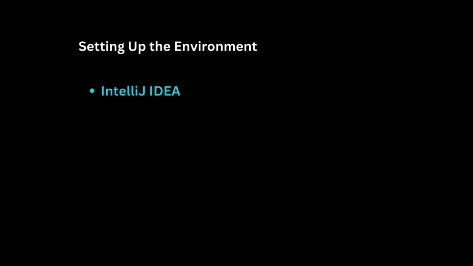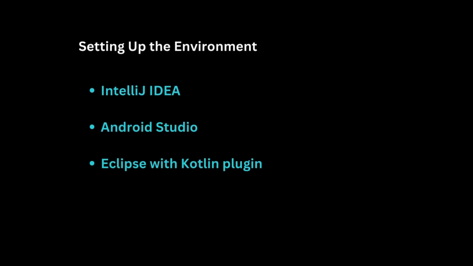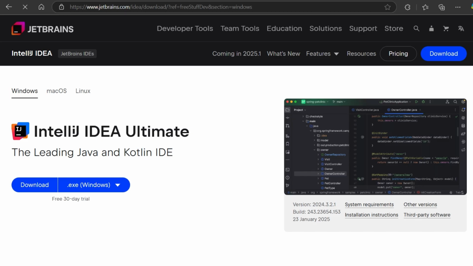To work with Kotlin, you can use either IntelliJ or Android Studio or Eclipse with the Kotlin plugin. If you want to work with IntelliJ, just go to the official site, follow the instructions, and then download and install. Once done, create your first application.